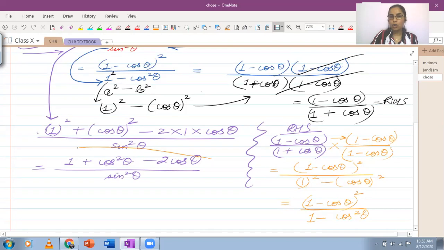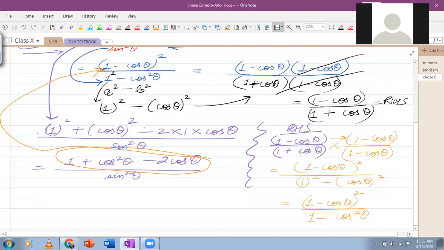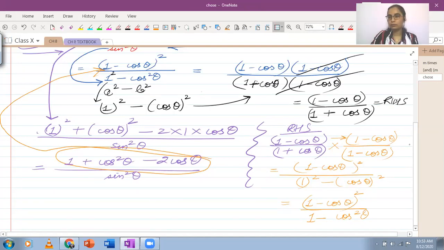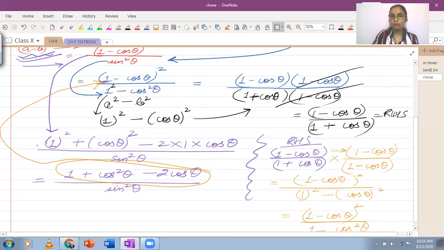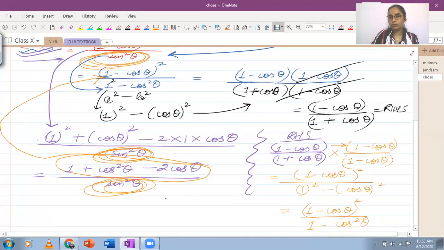If I had not applied this identity on left hand side, this is what I actually had. Compare. My left hand side and right hand side, the numerators are same. Yes, ma'am. Right? The only part is the denominator would have been different. The denominator would have been this, sine square theta. अब इसका क्या करें? Denominators भी match हो रहे.